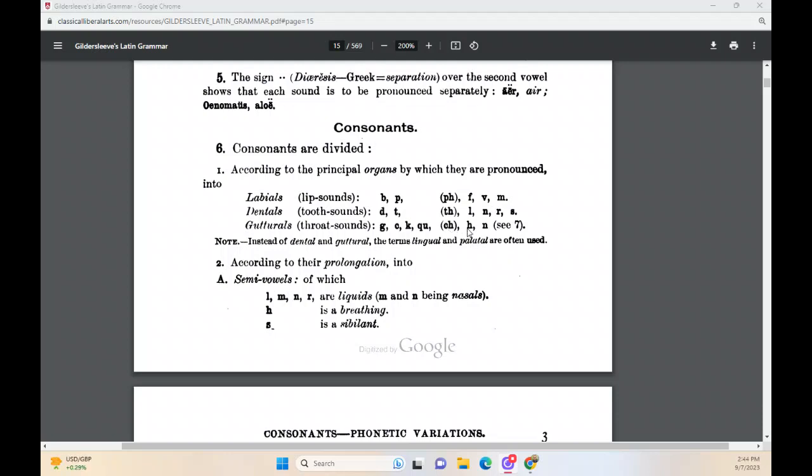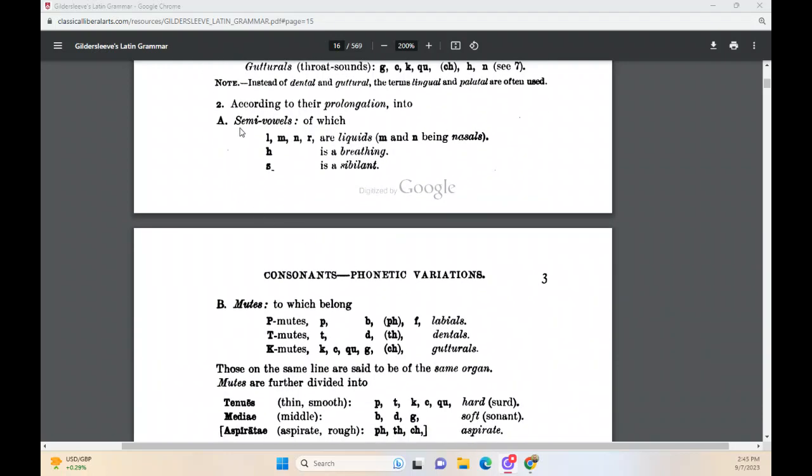Next we have the consonant ha, which is just breath, and that breath is made back in the throat. And then lastly we have again the consonant n, which is made back in the throat. So we divide the consonants into three different groups: labials, dentals, and gutturals, based on the principal organ by which these sounds are pronounced.